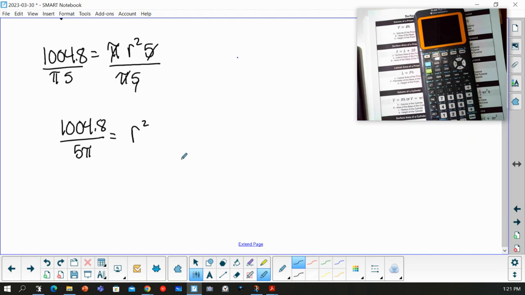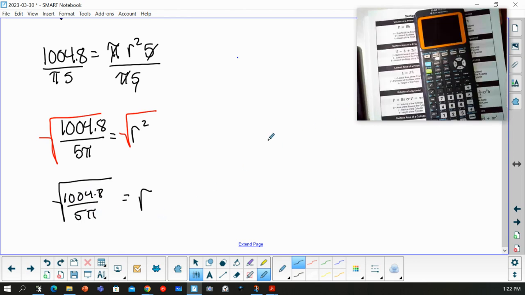Now, hopefully by this point, you know that how to get rid of a squared is to do the square root. So I'm going to do the square root of this side and the square root of this side. And so when I do that, the square root of r squared is just r. On this side, I have the square root of 1004.8 divided by 5 pi.